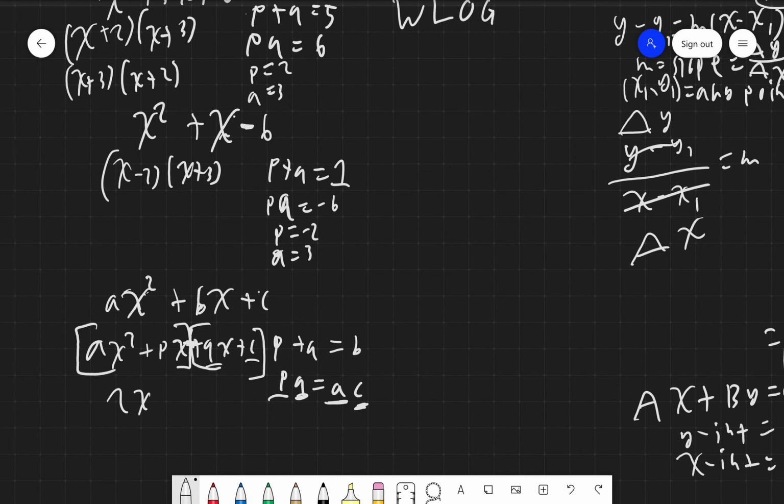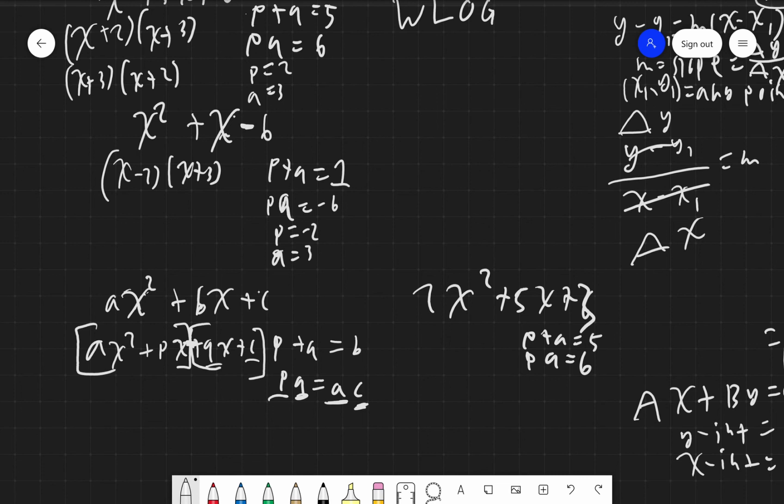So we had 2x squared plus 5x plus 6. Let me write that outside. Alright, so we have 2x squared plus 5x plus... or sorry, plus 3. So now p plus q equals 5, pq equals 6.